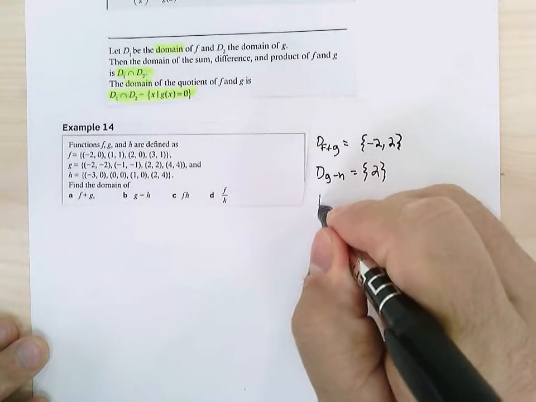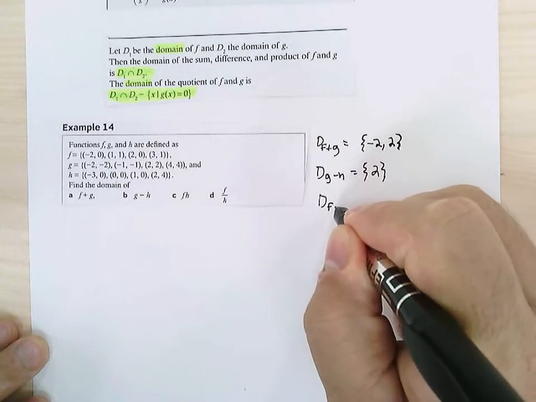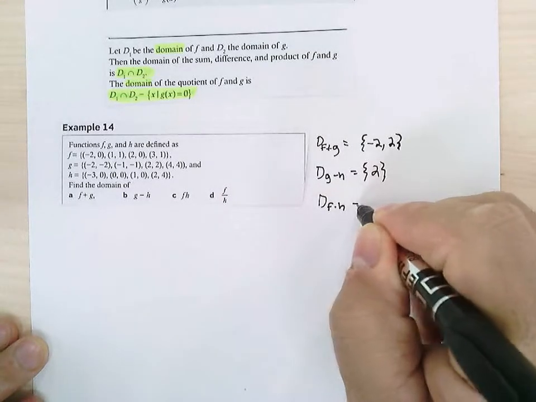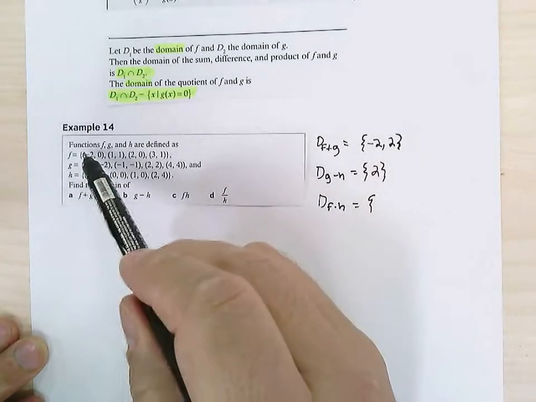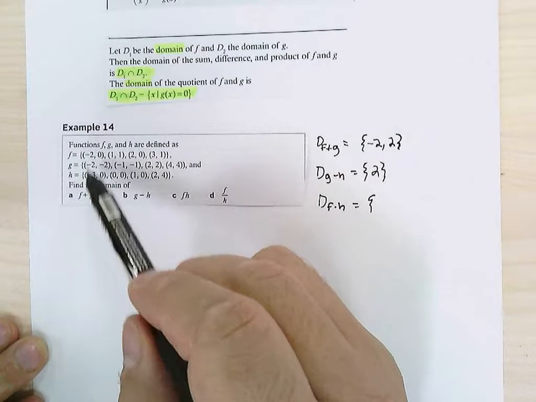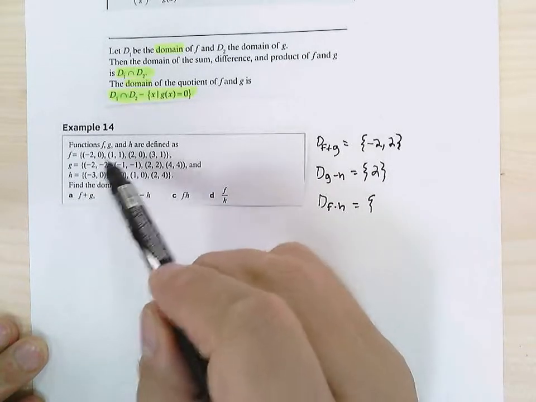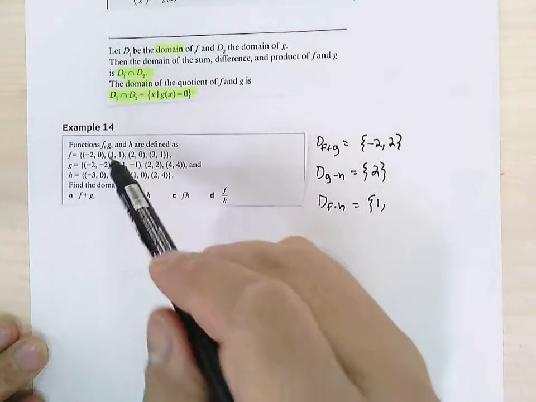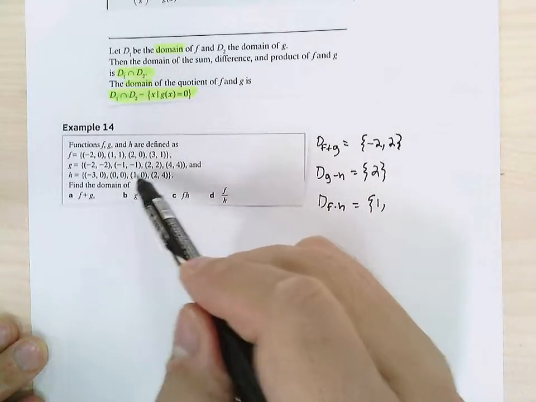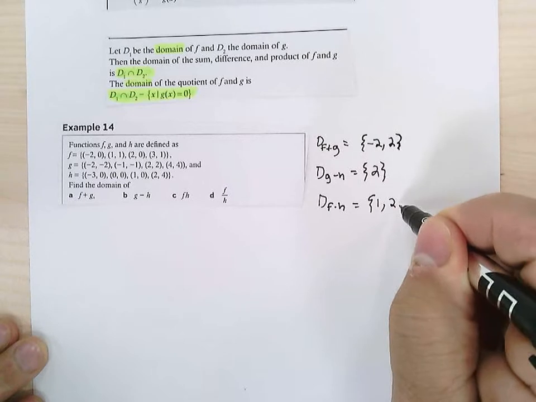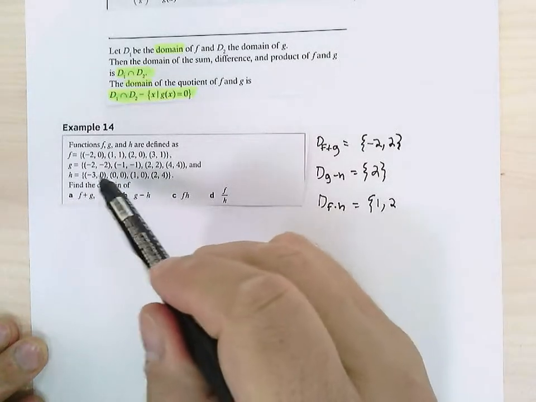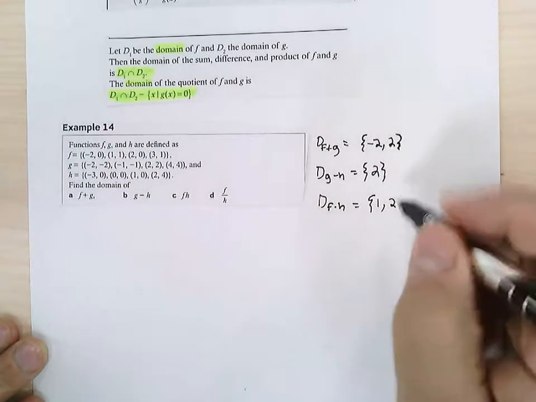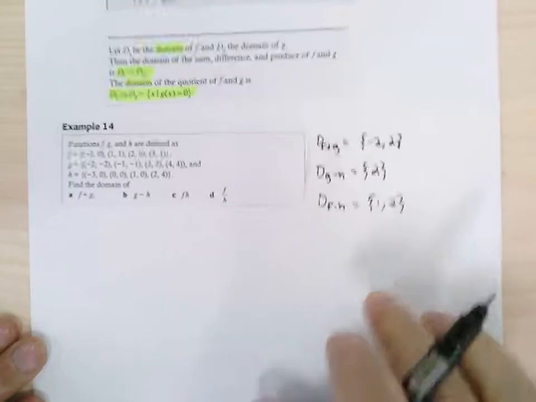Next is f times h. So f times h, let's see, that's the first and the second one. Is there a -2? No. 1, there is a 1. And 2, there is a 2. And then 3, there is no 3. So this is the domain of f times h.